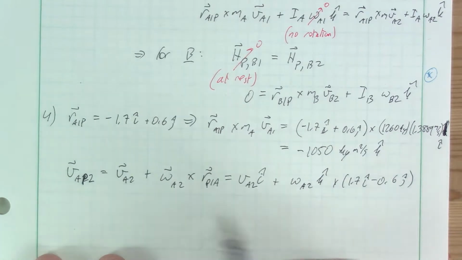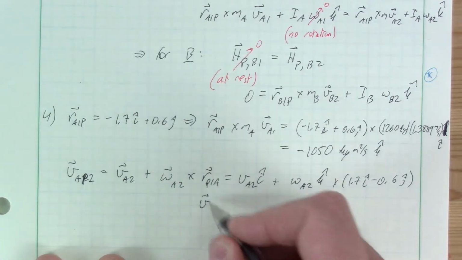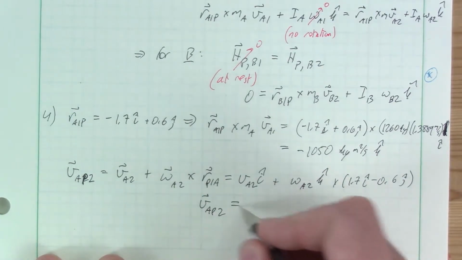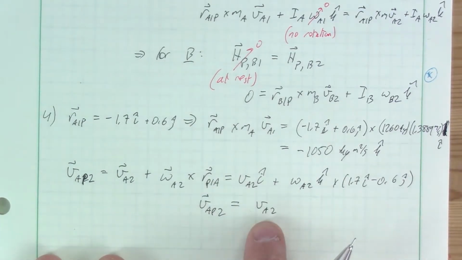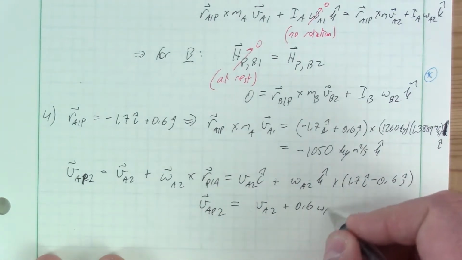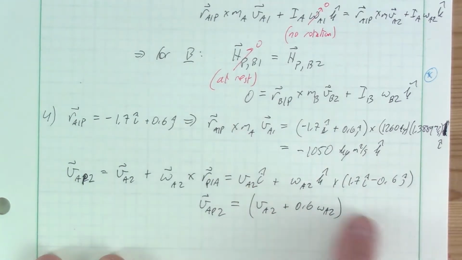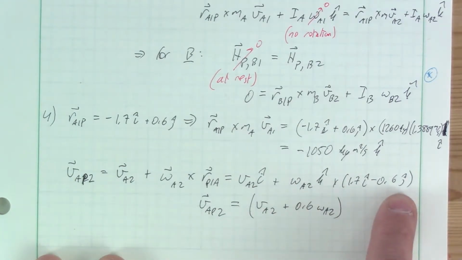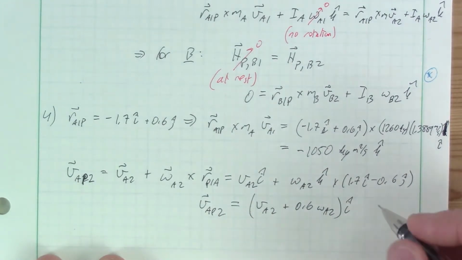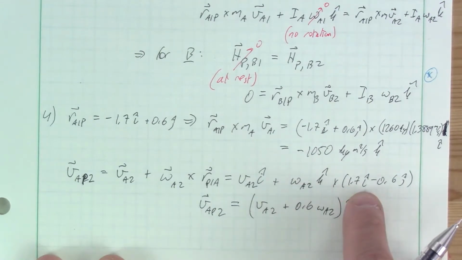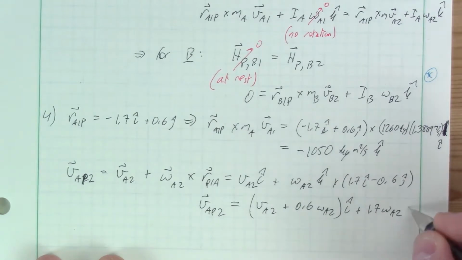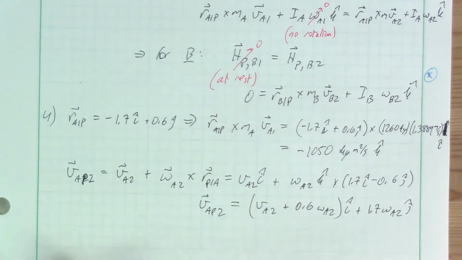All right, so we can relate that the velocity for car A at the collision point after the collision is the velocity of the center of mass of car A plus 0.6 omega A2. So that's i hat. This comes from k hat crossed into j hat. That's minus i hat with another negative in there, so this is a positive. These are the i hat components there. And then this now is a k crossed into i. K crossed into i is in the j hat direction. That's positive 1.7 omega A2 j hat. All right.